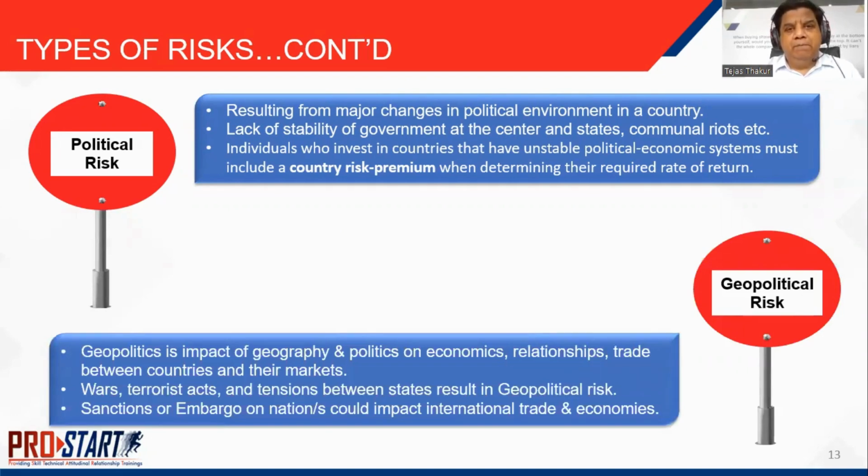Then you have geopolitical risks. So the impact of geography and politics on economics and relationships and trade between countries, that is your geopolitical risk. Here you have wars, tensions, then overall terrorist activities, and so on and so forth. Geopolitical risk would assume greater magnitude if you're talking about sanctions or embargo.